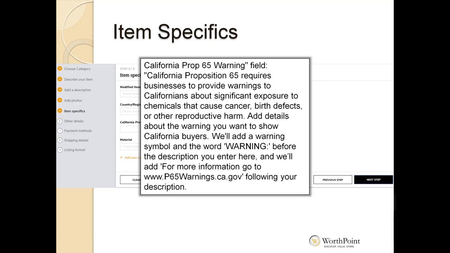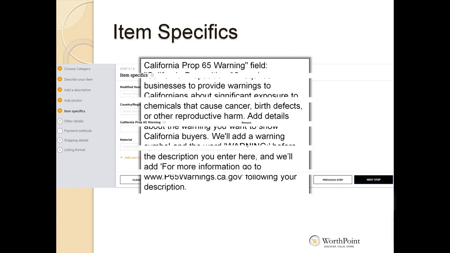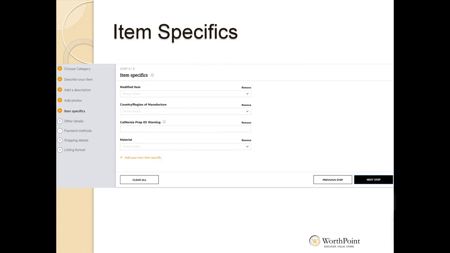Add details about the warning you want to show California buyers. We'll add a warning symbol and the word warning before the description you enter here, and we'll add, for more information, go to www.p65warnings.ca.gov following your description. That's what that means. I don't think I've ever used that, but it's there for those that need it.